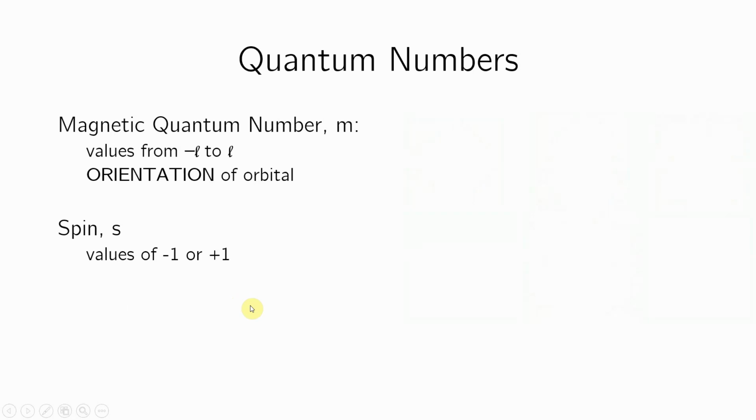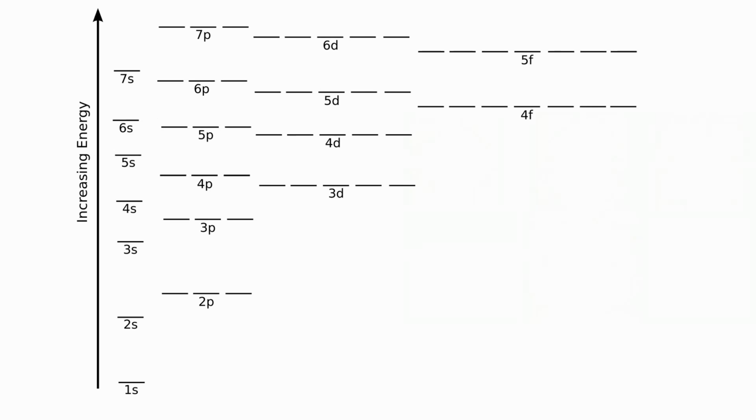M is going to be the magnetic quantum number, and it tells us the orientation of the orbital, and its values go from negative L to L. And the fourth quantum number, which I'm mentioning for the first time here, is spin, which is just negative 1/2 or positive 1/2. Okay, your head's probably spinning. Let's discuss this. Let's dissect it from another angle. All right.